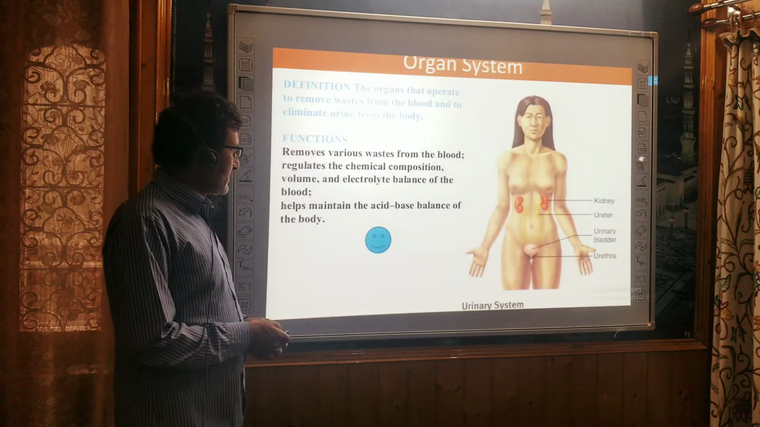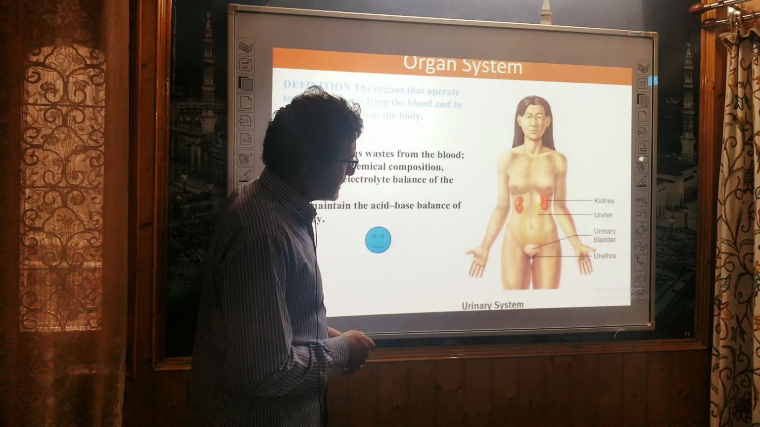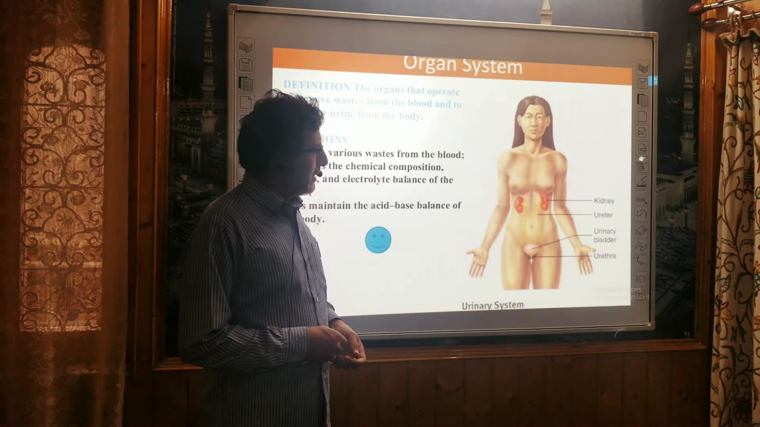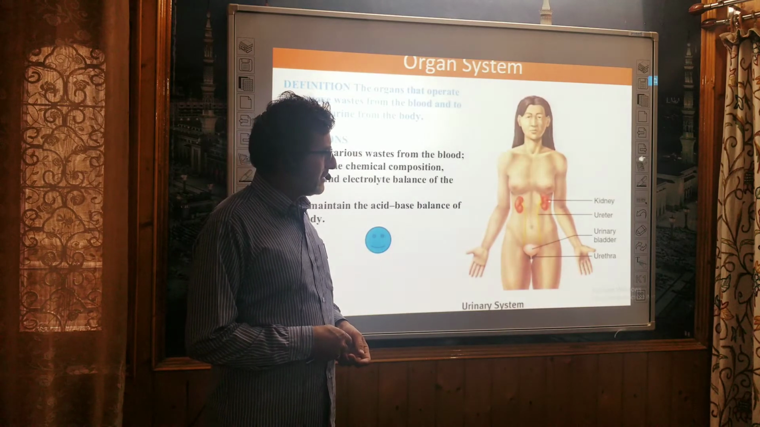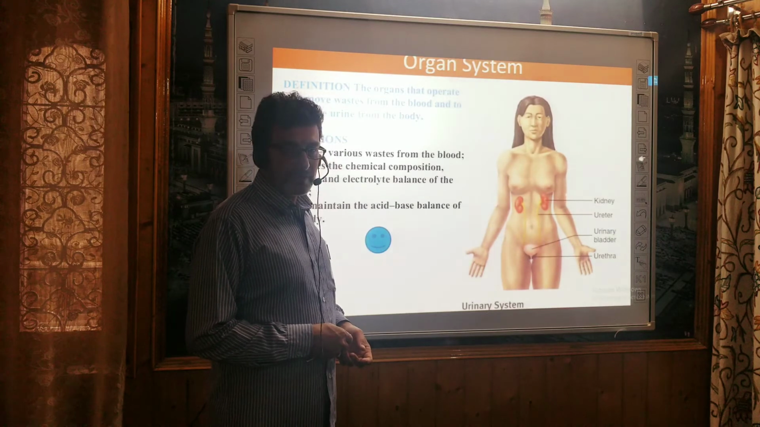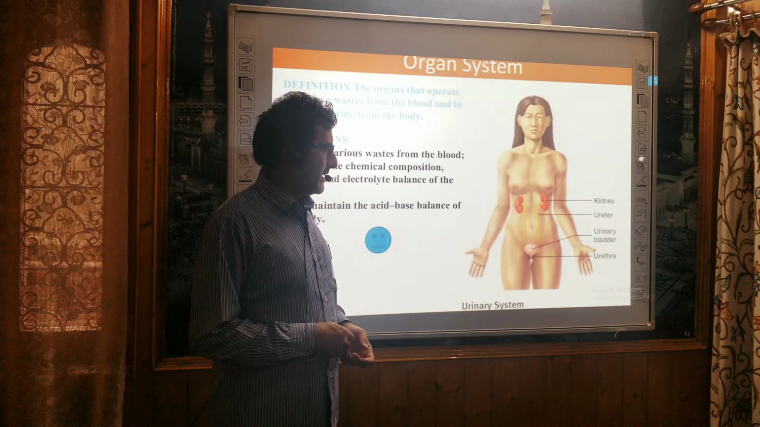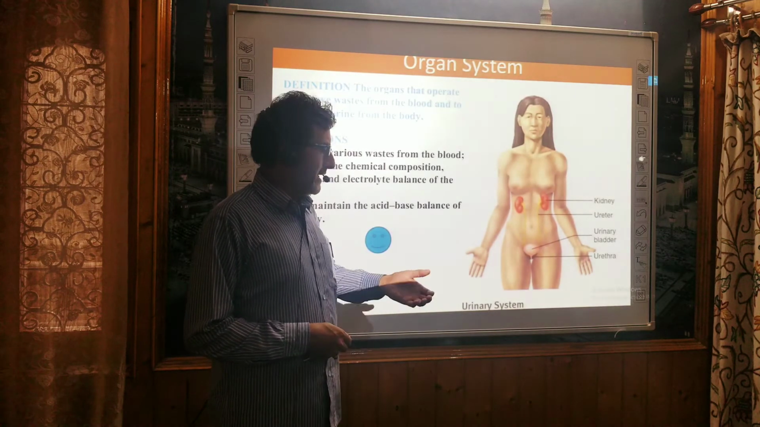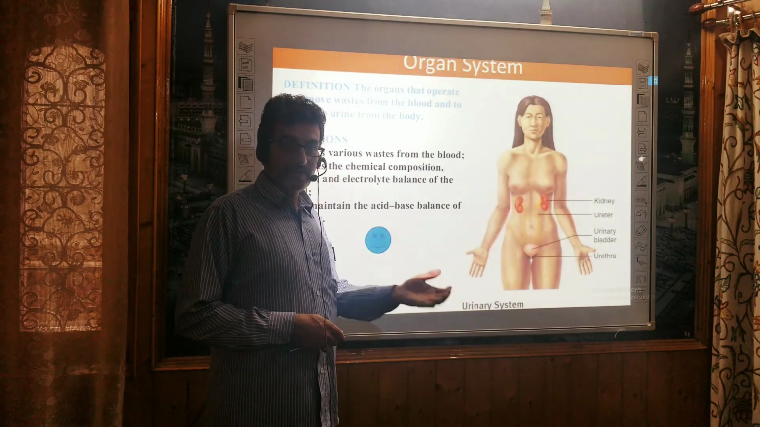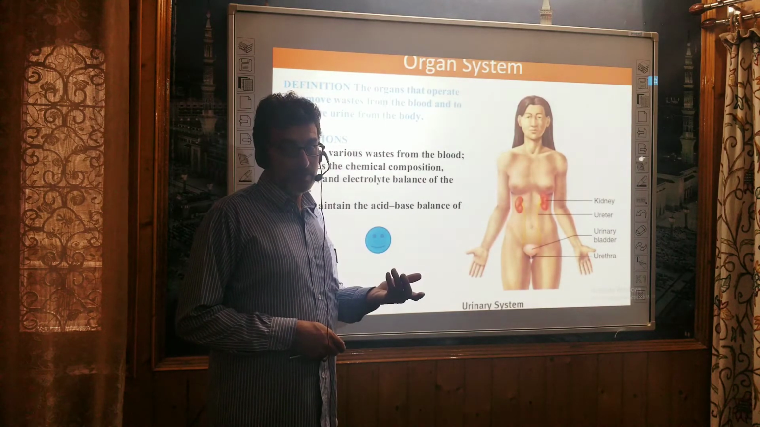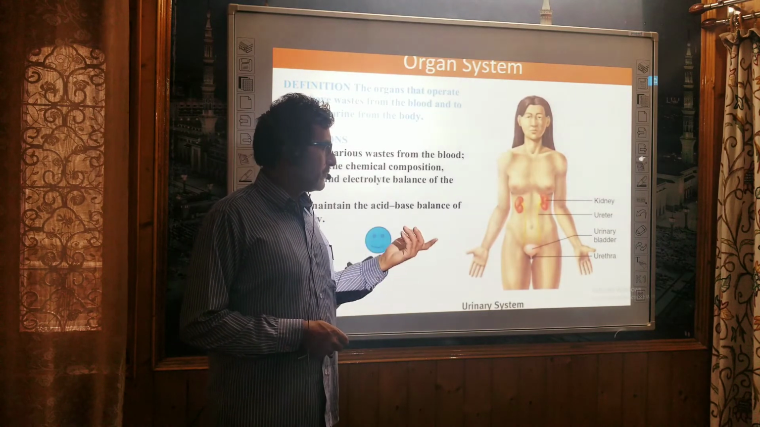Now, this is the urinary system, that is the excretory system: kidney, ureter and urinary bladder. How does the kidney purify the blood? It is composed of millions of nephrons. Each nephron is the functional unit of the kidney. That is why it helps us in the excretion of nitrogenous wastes. Those wastes, that is urea, are very harmful to our body, so we have to remove them.